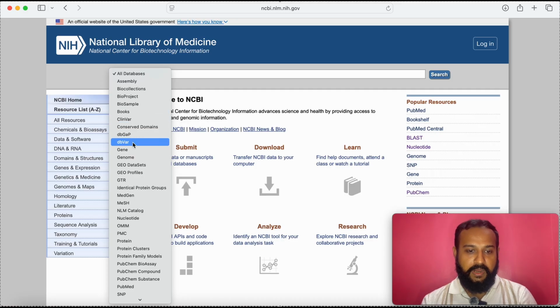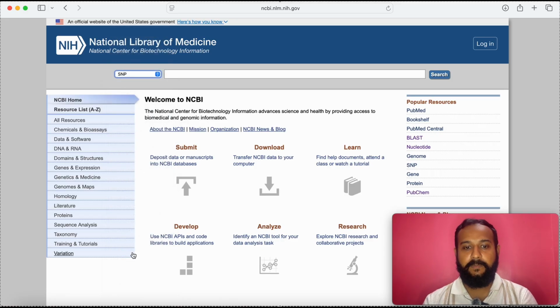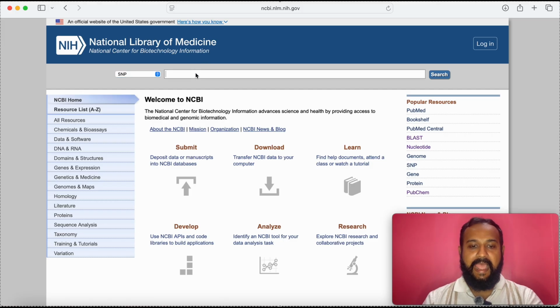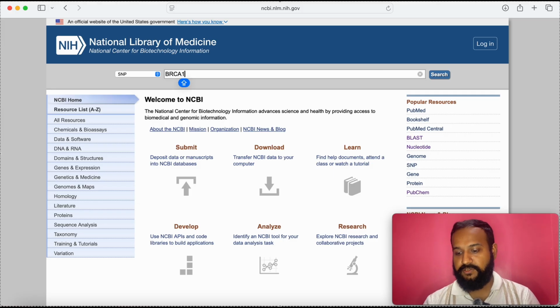In order to identify that, you can simply go to the drop down menu and select SNP. Once you select SNP, you will be redirected to dbSNP itself. You can search via gene term, variant term or sequence, any of those. Let's suppose I am using a gene called BRCA1, which causes breast cancer. BRCA1 and BRCA2 are most widely known for causing breast cancer. So let's search with that.